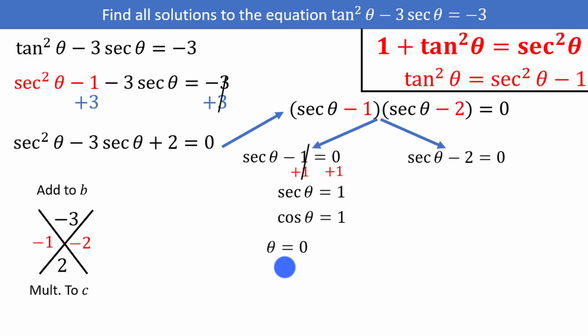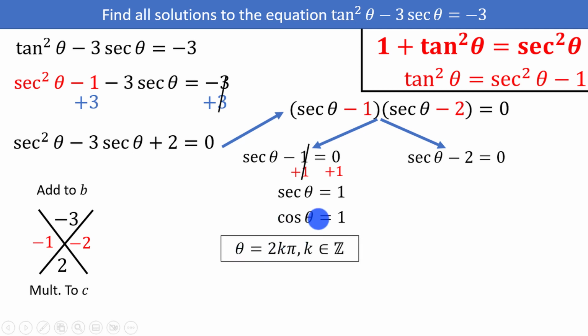The way we express this is that theta is equal to 2k pi, where k is equal to any integer. So any multiple of 2 pi will be a solution, either 0, or 2 pi, or 4 pi, or 8 pi, or in general, 2k pi, where k is some integer.